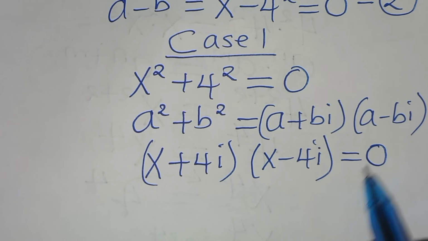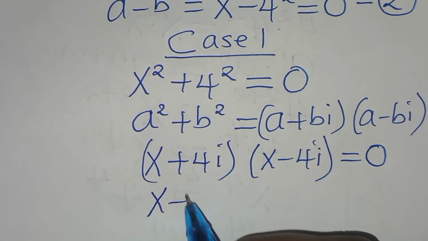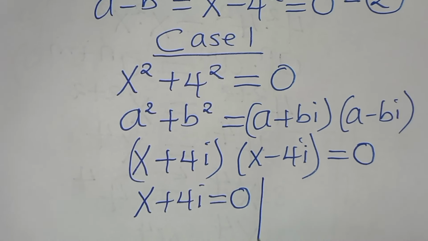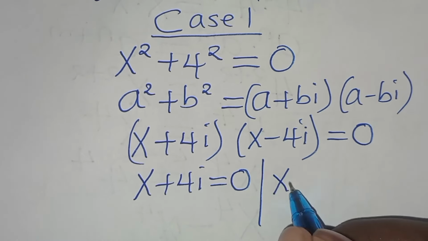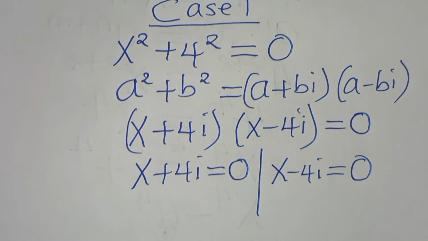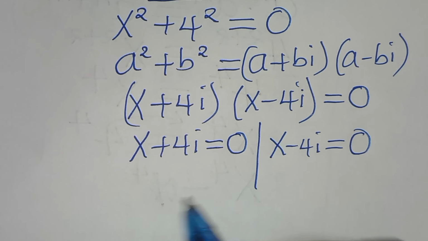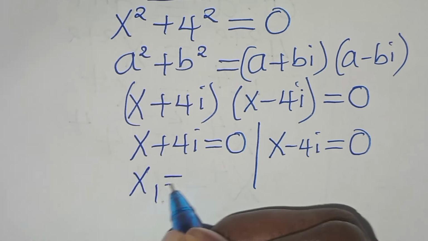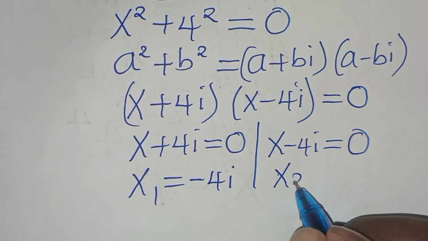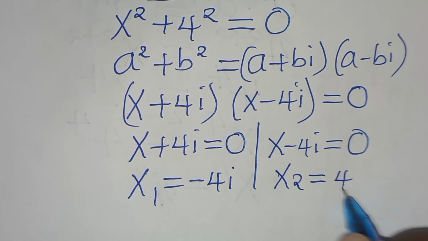We have two parts here. The first part is x plus 4i equal to 0, and the second part is x minus 4i equal to 0. From the first part, we have that x1 is equal to minus 4i, and x2 from here is equal to 4i.